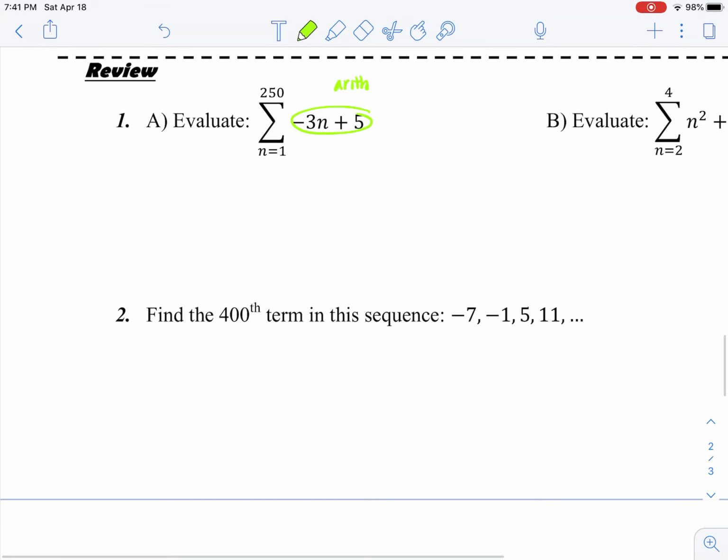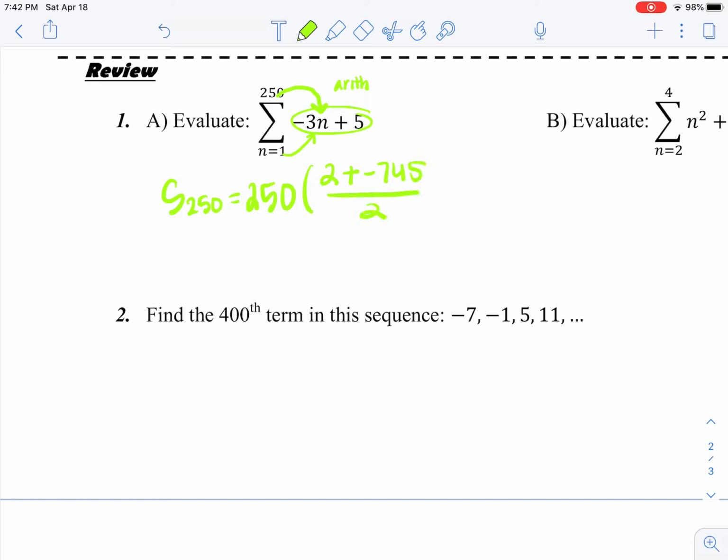So the sum of the first 250 terms is the number of terms, which is 250, times the first term. So I need to plug in 1 here. -3 times 1 plus 5 is 2. Plus, I need my 250th term, so I'm going to plug in 250 here. -3 times 250 is -750, plus 5 is -745. And then divide that by 2. I'll put this in my calculator, then hit divided by 2, then times 250, and you get the sum of the first 250 terms is -92,875.